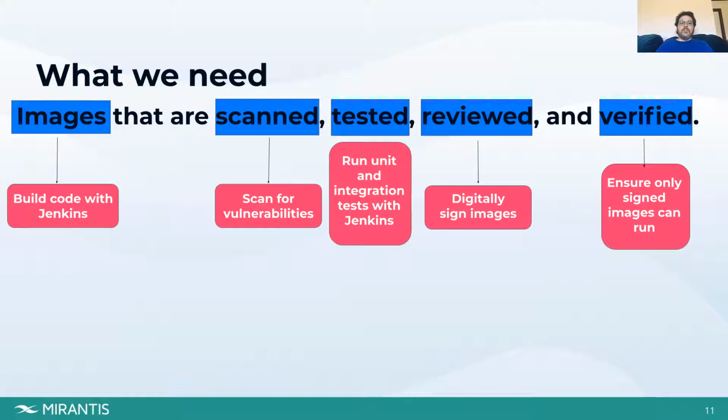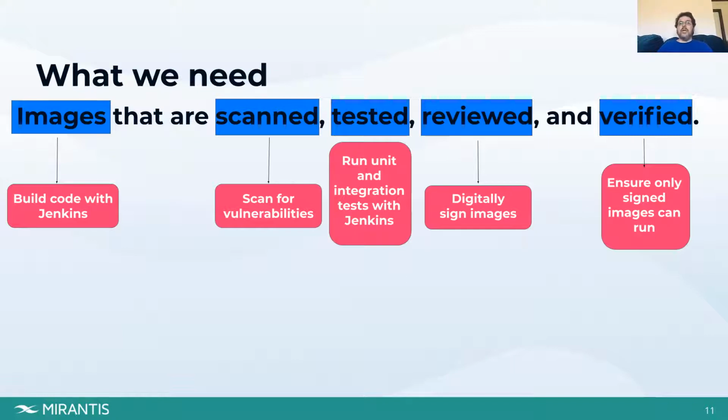So for images, we know how to do that. We know how to build code with Jenkins. It's just like we've always done. Once we have those images, we want to make sure that there are no vulnerabilities. So we can scan them for vulnerabilities in a specific registry, a secure registry like Docker Trusted Registry, which is now called Mirantis Secure Registry, or Harbor, or any one of those secure registries.